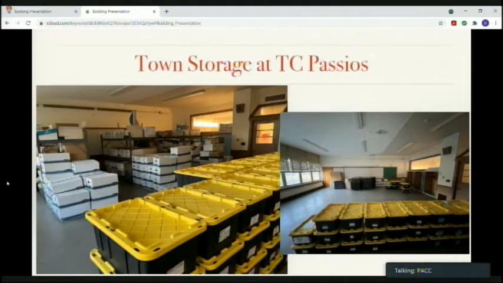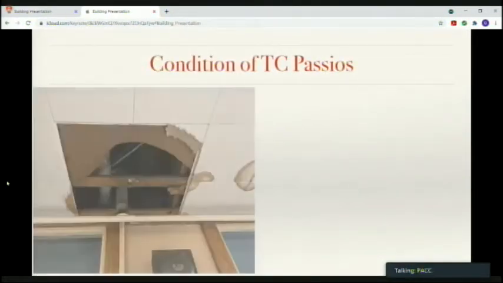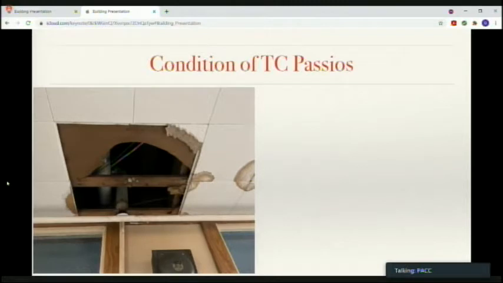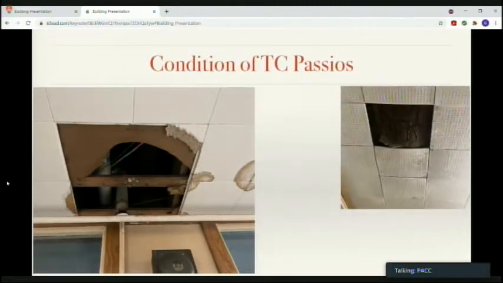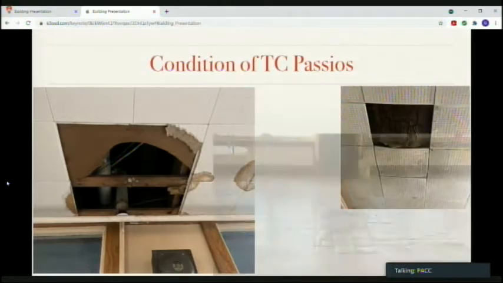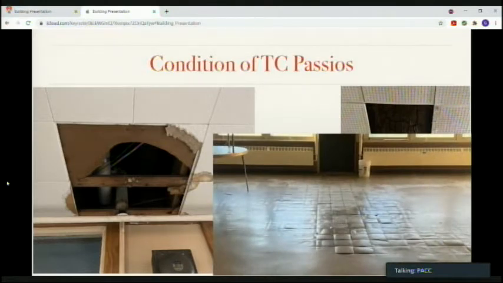Part of the reason for this staining in the ceiling is because the roof is leaking. The next slides go into this in more detail, identifying some of these areas that are leaking in the building, and also the impact of that leaking onto asbestos flooring. All of TC Passios has asbestos tile, another name for which is tile with asbestos-containing material. As the tile gets wet, it does this kind of bubbling effect.